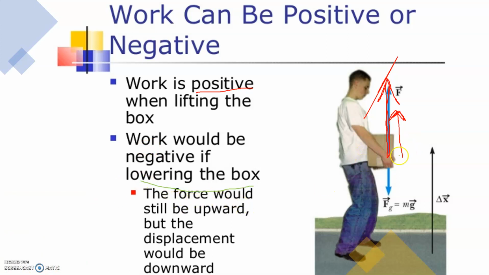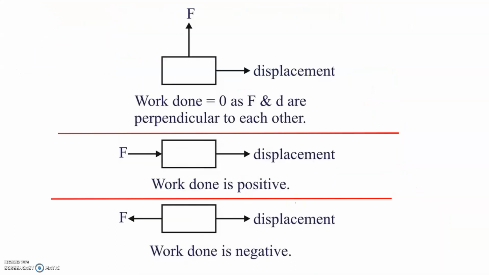So if you're lowering the box, that's going to be negative. The force is still going to be upward. You're still holding that box up. You're just not using as much force to keep it up in the air. So the force is still going upward. However, the box is going down. So you are moving the box and you are applying force, but it's a negative work being done because your arrows are going in two different directions.